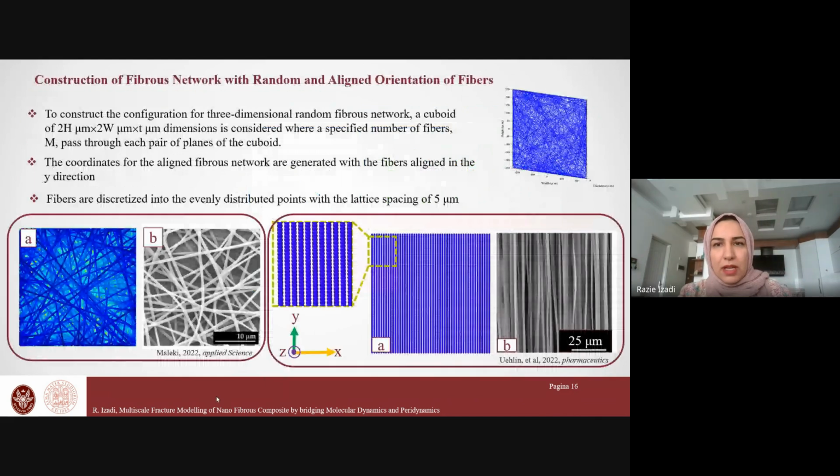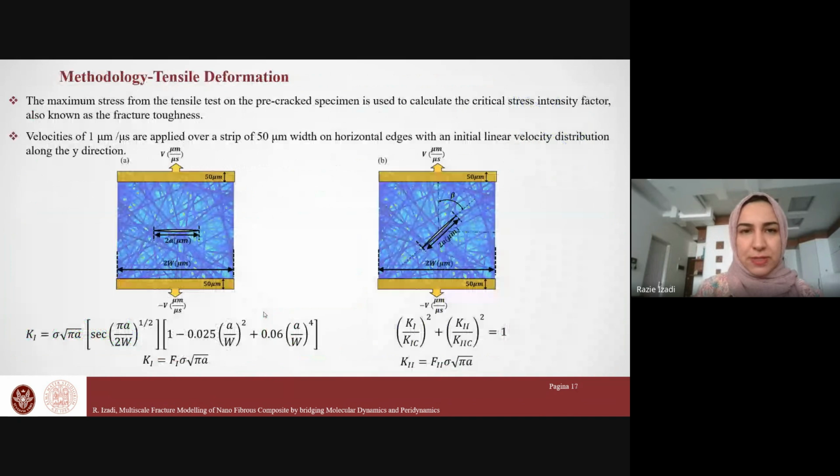Then, to prepare the point-wise configuration required for the PD, the fibers are discretized into evenly distributed points with lattice spacing here 5 micrometer. And for example, for the random fibrous network, we consider a cuboid, and a specific number of fibers pass through each pair of the planes of the cuboid. And the coordinates for the aligned fibrous networks were generated with the fibers aligned in the Y direction. And in the figures, you can see the discretized version and the SEM images for PLA fibrous networks with both random and aligned configurations.